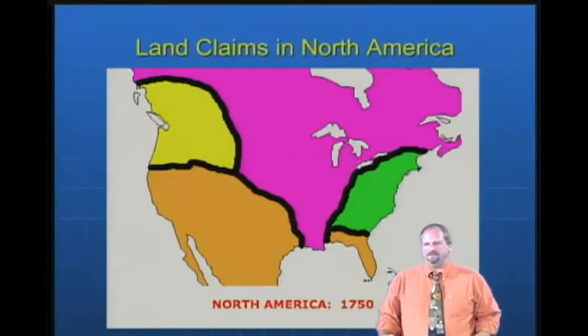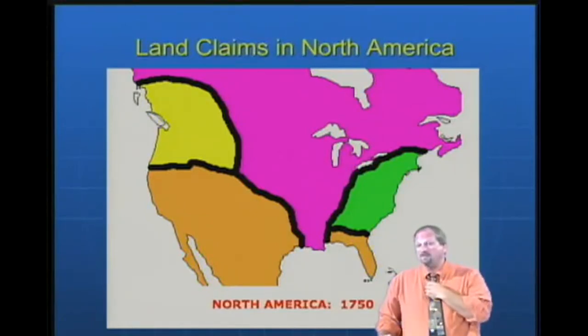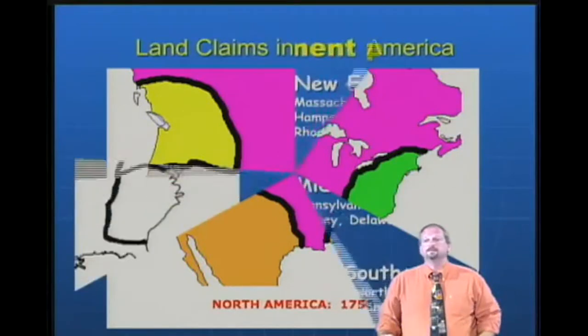In 1750, the land claims in North America were dominated by 3 foreign nations. In green would be the English settlement. In pink, you would see the French settlement. And orange would be the Spanish. Now notice the yellow off to the west. That was called disputed territory. Everybody claimed it, but nobody was willing to fight for it.